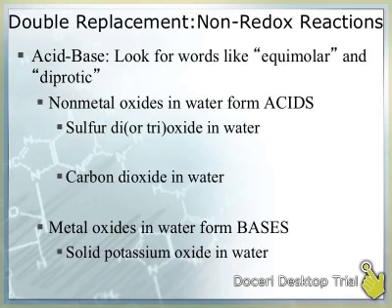K2O. Oxygen has a charge of -2. Potassium has a charge of +1. So we would need 2 potassium. I'm going to write K2O. Okay, we're going to mix that with water. And since we have a metal oxide, we know that it's forming a base.